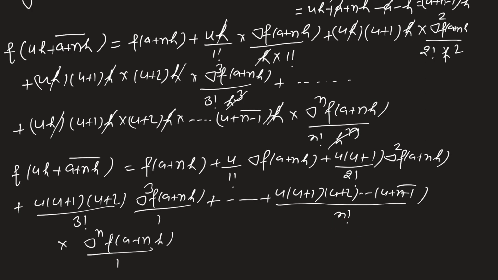So this is the Newton Gregory backward interpolation formula in terms of u. So this formula is used when we have to calculate the interpolated value which is near to the end of the table. So we will be using this formula. So that's all I have from this lecture, and I hope you will be able to understand the basic concept behind the proof.